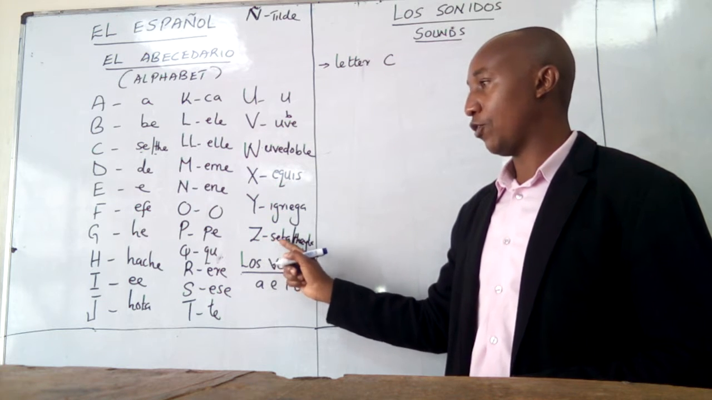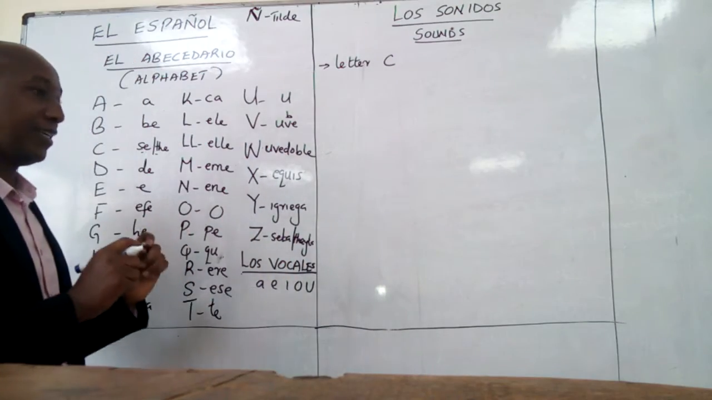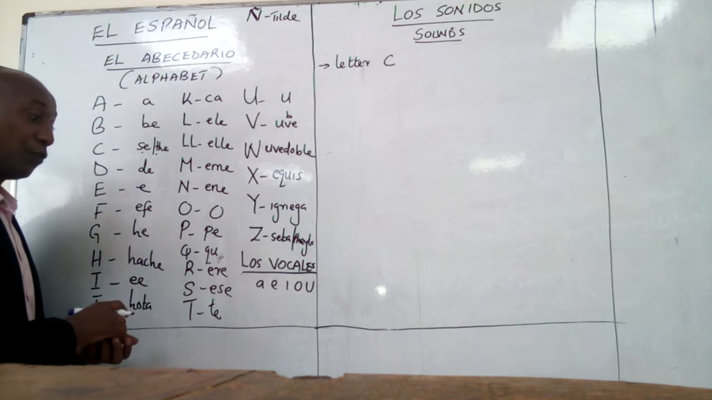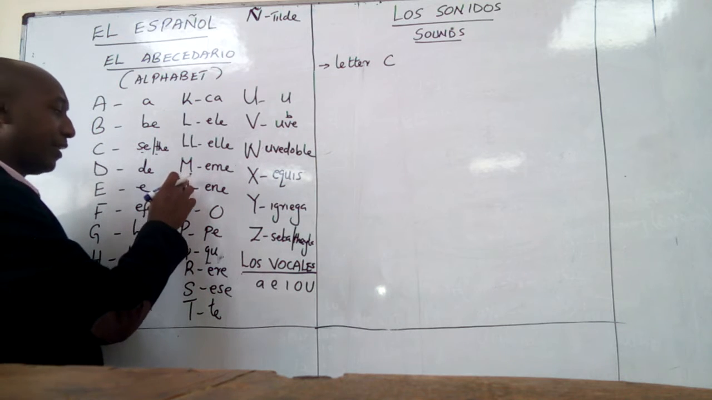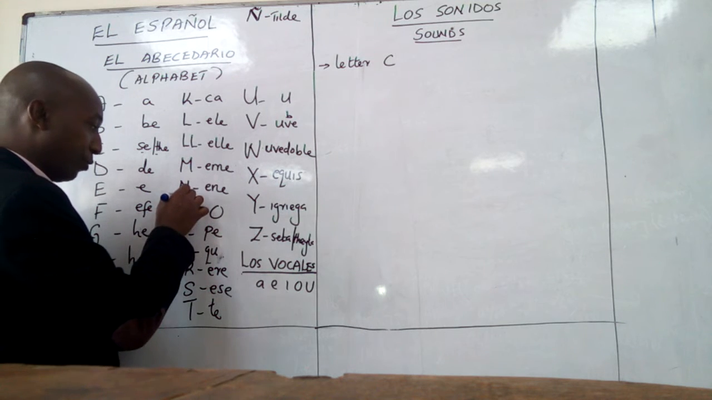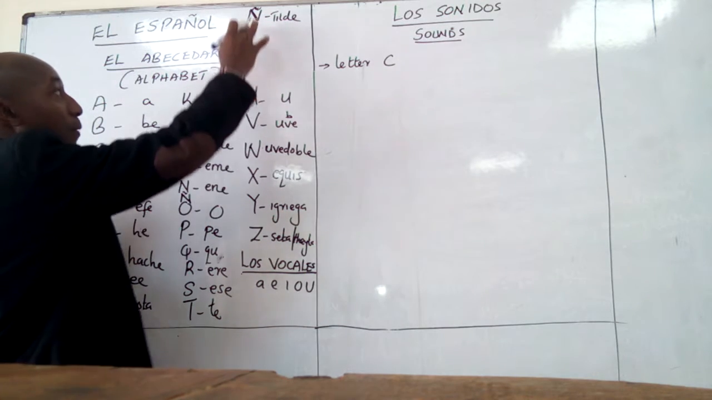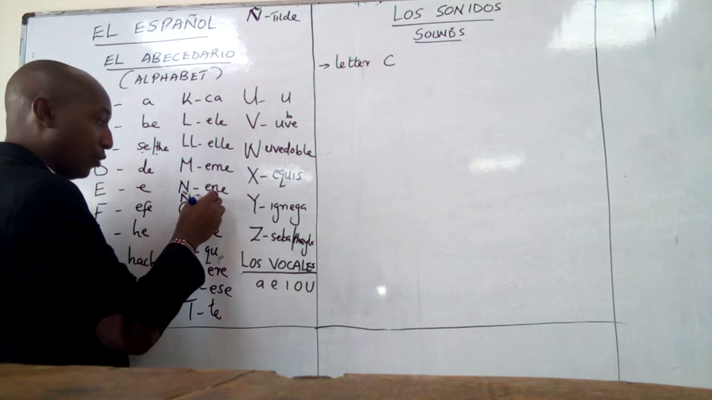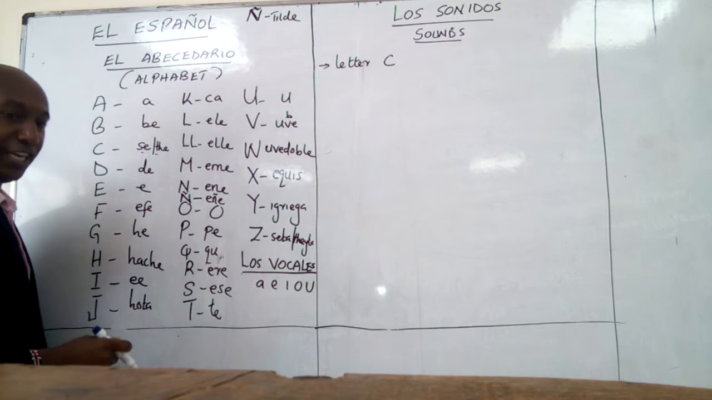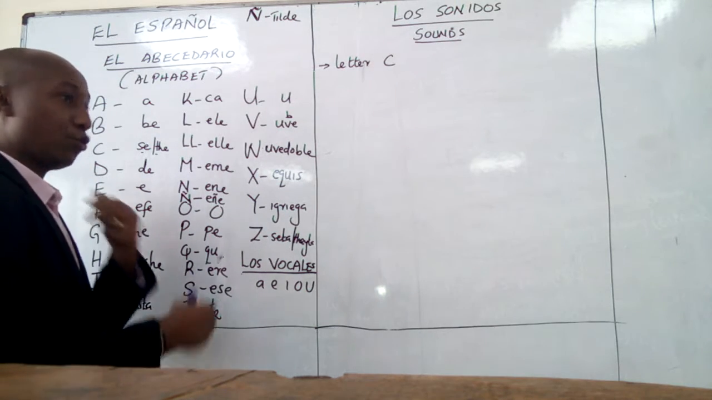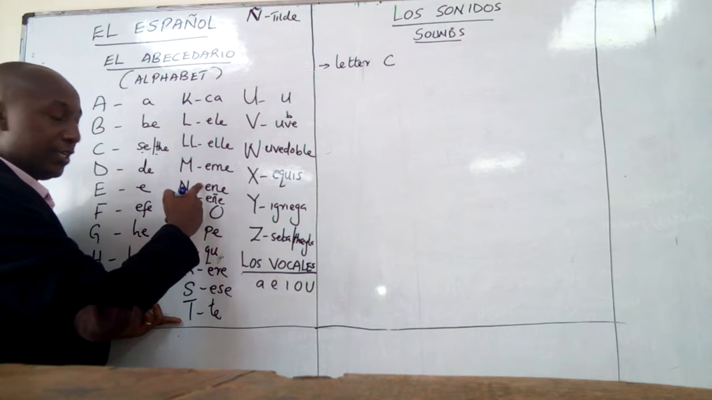Z is zeta. The sound of letter Z does not exist in Spanish, and therefore we're going to use what we call the S sound or the TH sound. Then between letter N and O, we can introduce another letter, which is this N that has this mark, which is called the tilde. In this case, it carries what we call the NY sound, Eñe. Those who may be speaking Swahili know this sound.